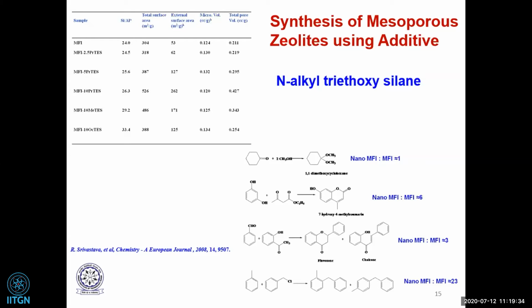So commercially available N-alkyl triethoxysilane have been attempted as an additive to synthesize zeolites, and it has been found that it formed the mesoporous zeolite with very high surface area. You can see that very high surface area and mesopore volume is observed. And then if you see the catalytic activity difference, after incorporating the mesoporosity, the catalytic activity significantly improves, especially for the large molecular transformation.